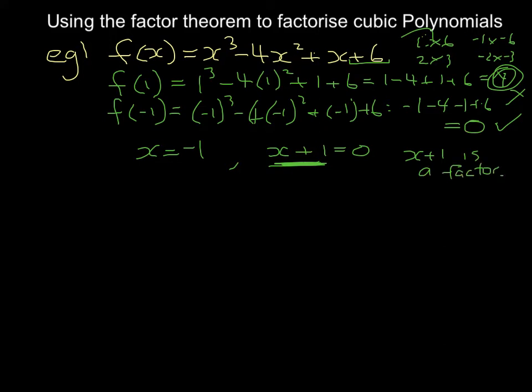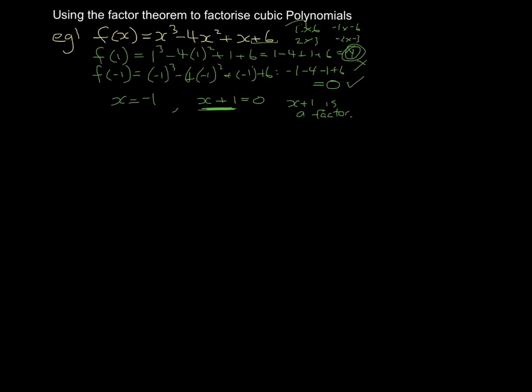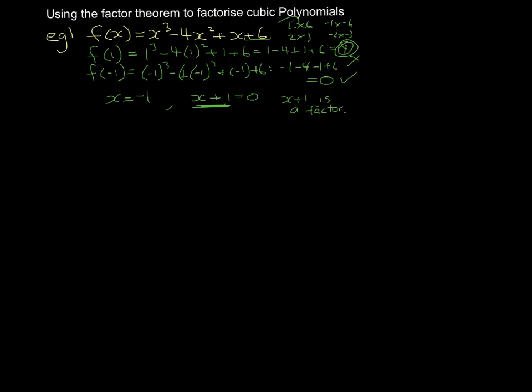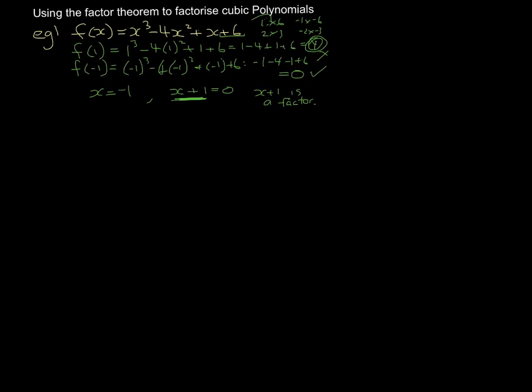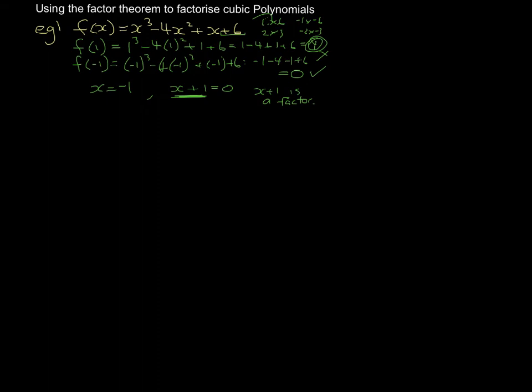Now that we have a factor, what we can do is go through a long division process. So we're going to divide x cubed, take 4x squared plus x plus 6 by x plus 1. What I might try and do is see if I can squish this up a little bit to make a bit of room, because these long divisions can take a little bit of room every now and then.